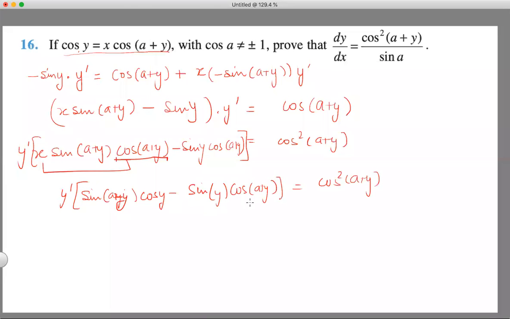Now this is an identity we can use, okay? Sine cos on both sides with a plus y and minus y. So it will be sine a plus y minus y, which is sine a. So it is y dash sine a is equal to cos square a plus y, right? So we have got our answer, y dash is equal to cos square a plus y by sine a.